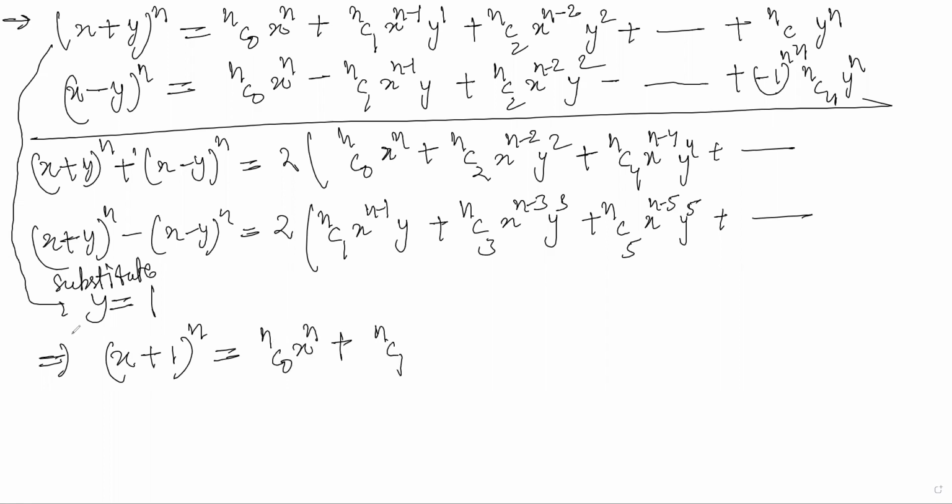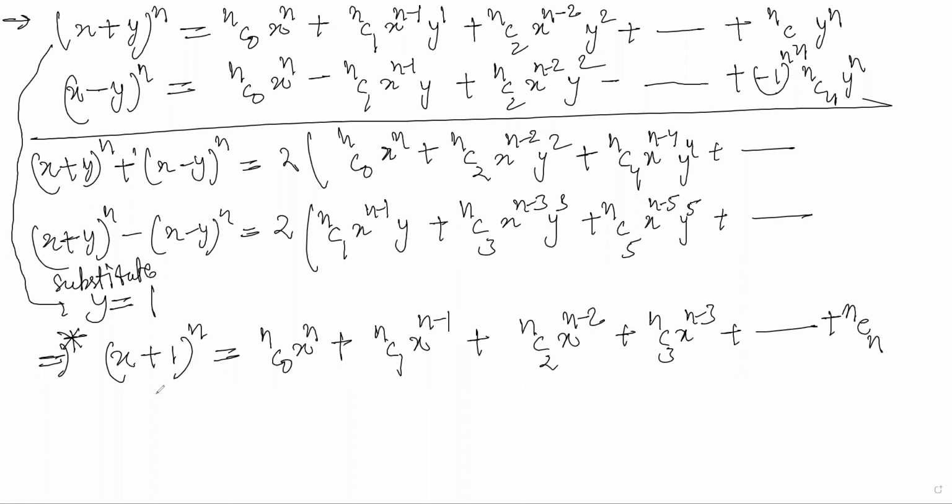This is also an important formula, by the way. Now, y to the power 1 is basically 1 to the power 1, which is 1 only, so we don't need to write it. 1 square will be 1 only, we don't need to write it. So it will simply be something like this.